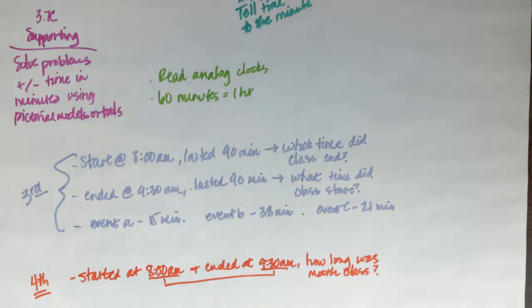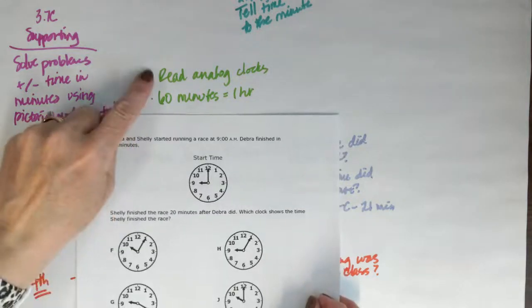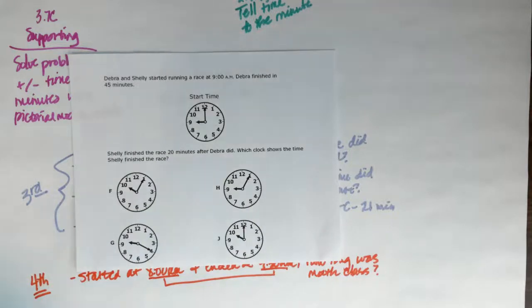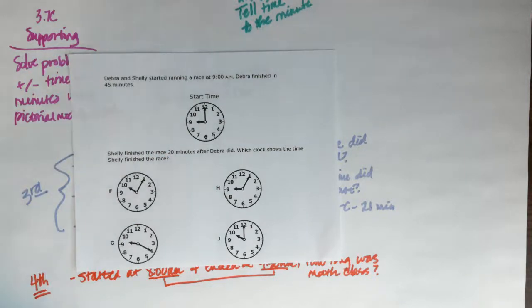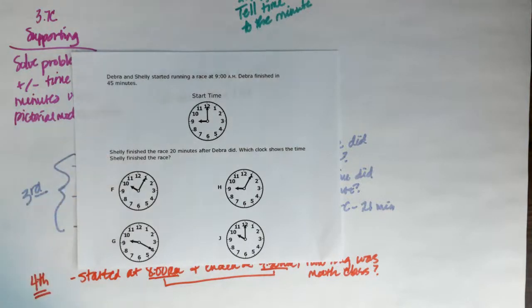So let's look at what a couple of questions might look like and why reading an analog clock could be so important to us. Here we have Deborah and Shelley started running a race at 9 a.m. That's the time that's shown here. Deborah finished in 45 minutes. Shelley finishes the race 20 minutes after Deborah. Here's the tricky part. Which clock shows the time Shelley finished the race?